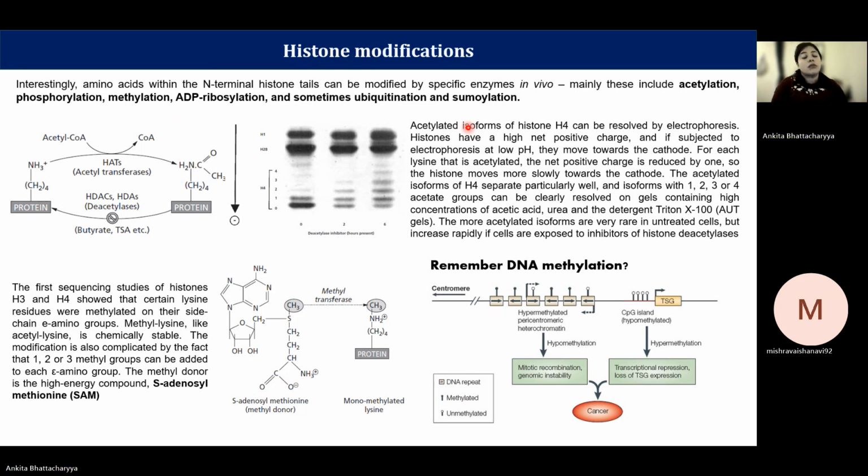Amino acids that are present within the N-terminal tails of histone proteins are capable of undergoing modification by certain specific enzymes in vivo. What are the different types of modifications? Most commonly, you'll find two: acetylation, which is the addition or removal of the acetyl group, and methylation, the addition or removal of a methyl group, which is a CH3 group. Apart from that, you also have phosphorylation often occurring, and ADP ribosylation. Sometimes, very rarely, you also have the addition of ubiquitin and SUMO groups.